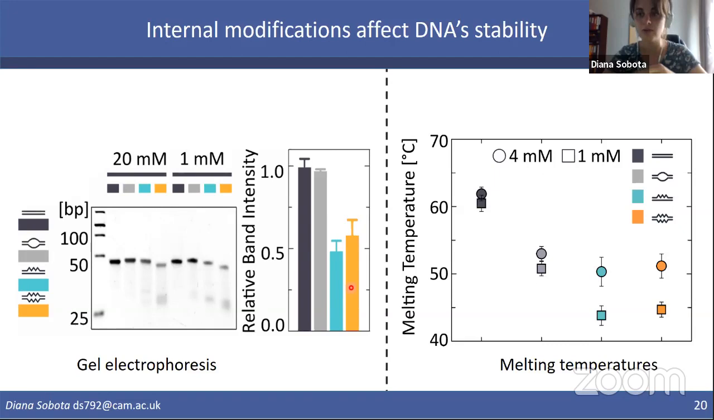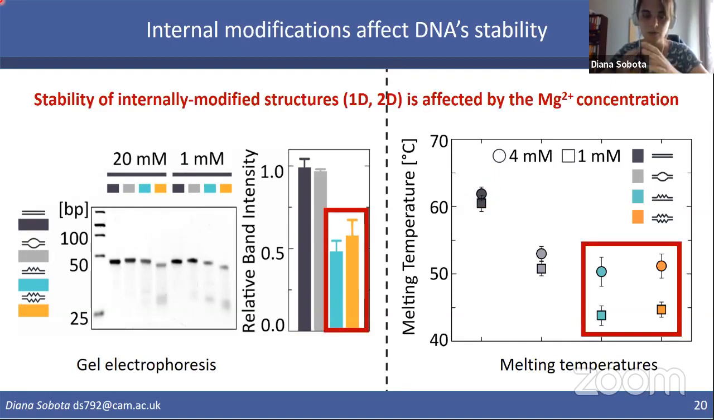So if we reduce the number of cations in the system, we get lower yield of structures. And similarly here, the stability of these structures, when we change magnesium from 4 millimolar to 1 millimolar, changes a lot, in contrast with this structure that does not have such a big change. So these are the only two important parts that you need to remember: that the stability of the internally modified construct is affected by the magnesium concentration.